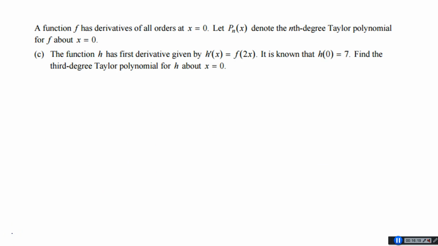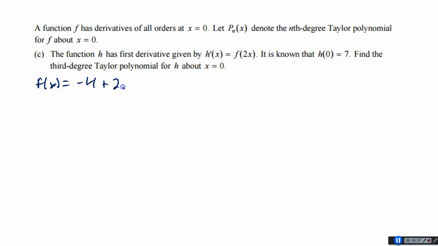The function h has first derivative given by h prime of x equals f of 2x. It is known that h of 0 is 7. Find the third degree Taylor polynomial for h at x equals 0. All right, so h prime of x is f of 2x. So here's what I'm going to write. f of x is, we know from the last problem, negative 4.